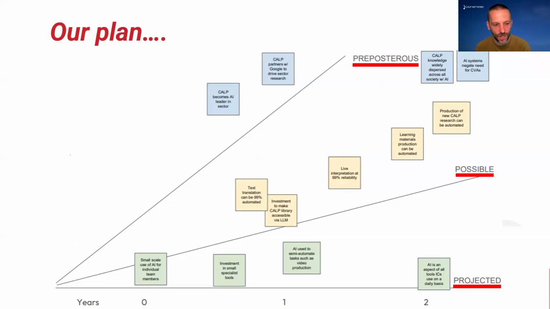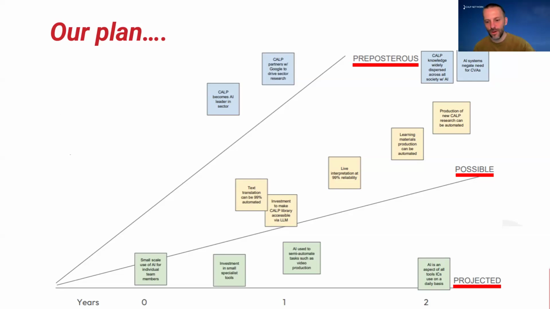Possible: live interpretation at 99% reliability. Obviously, we do lots of webinars. They tend to be in French, English, Spanish, or Arabic, and we spend a lot of resources trying to get live simultaneous translation or transcription in different languages, which is expensive and time consuming. So figuring out if we can improve that. And then simpler things, using it for semi-automated tasks such as video production as well.